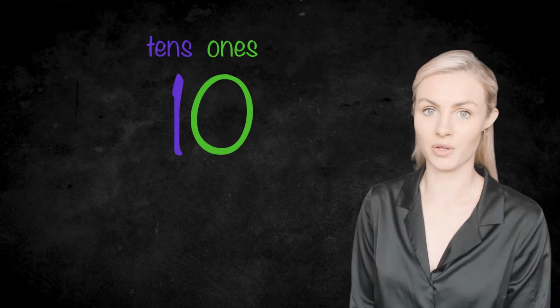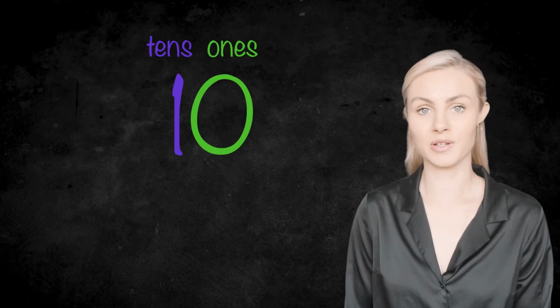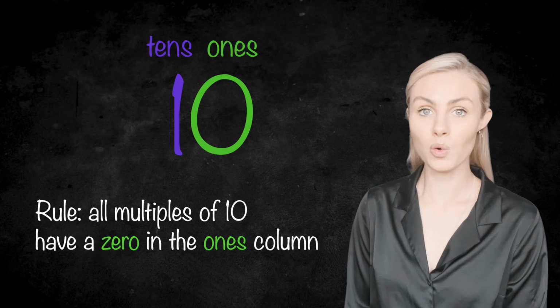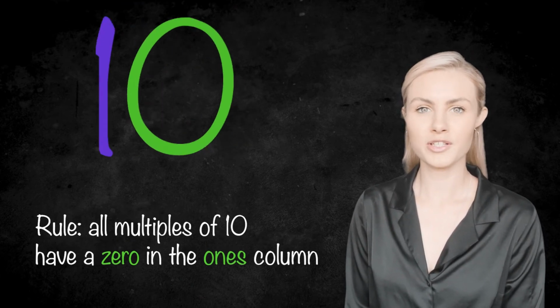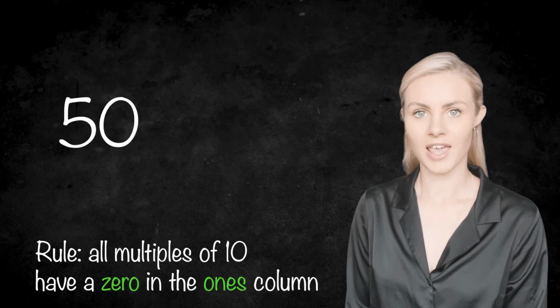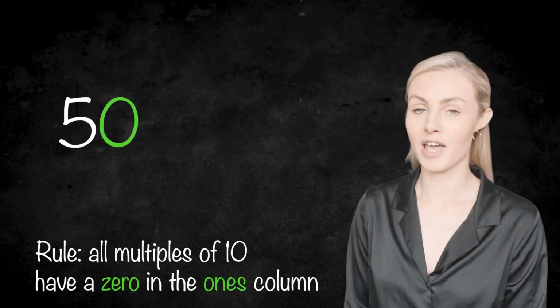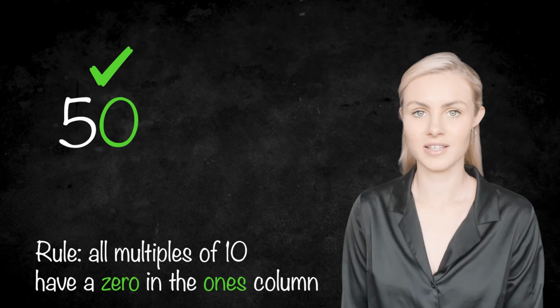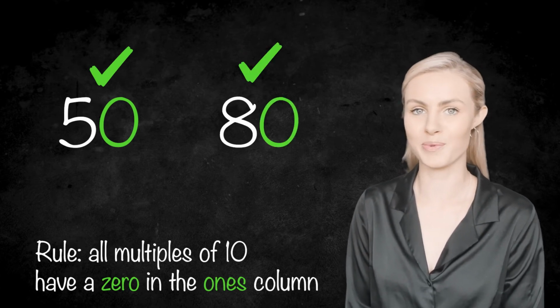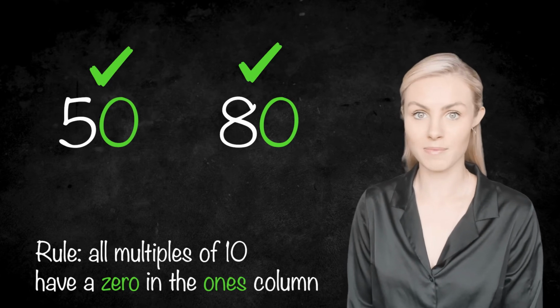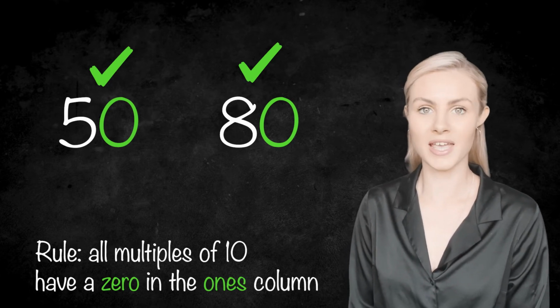We've got a 1 in the tens column and a 0 in the ones column. Now this is really important because the rule is that all multiples of 10 have a 0 in the ones column. For example, 50. It's got a 0 in the ones column, therefore it is a multiple of 10. The same with 80. It's got a 0 in the ones column, therefore it's a multiple of 10. And this is the same no matter how big the number is.